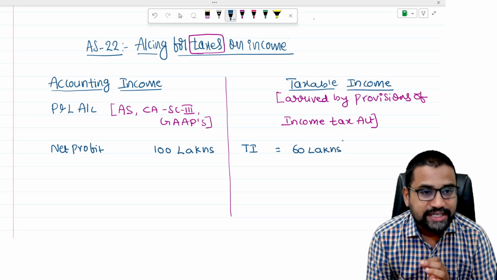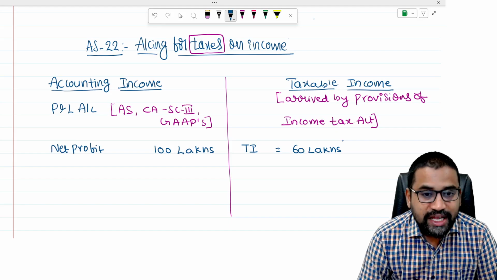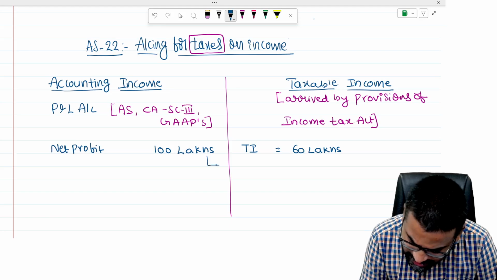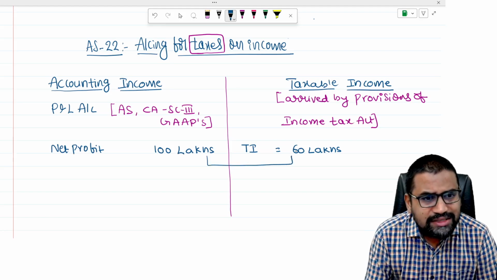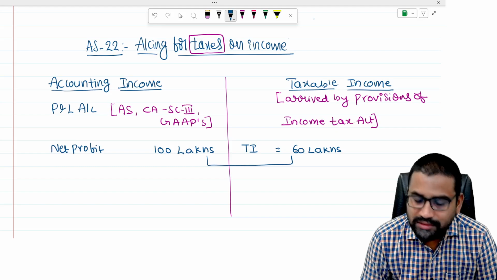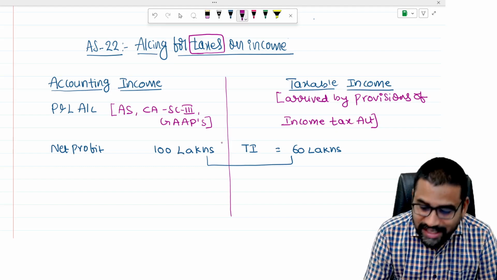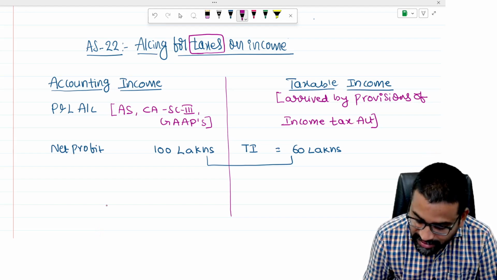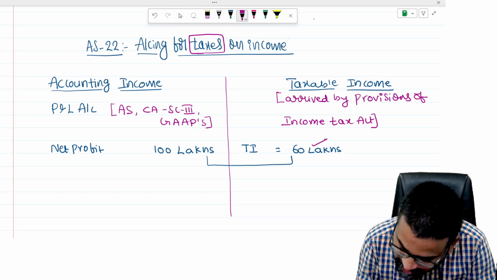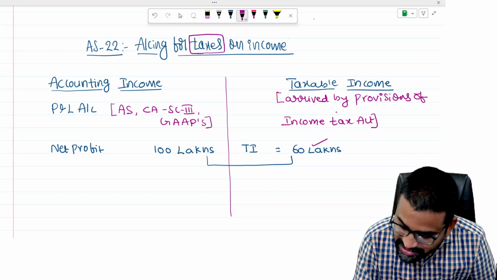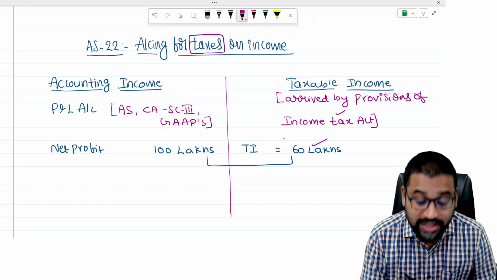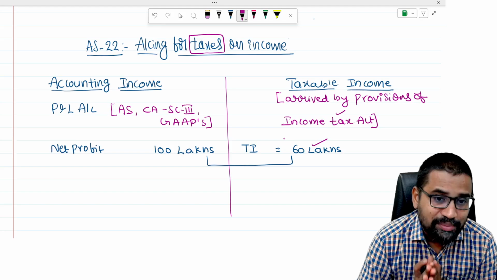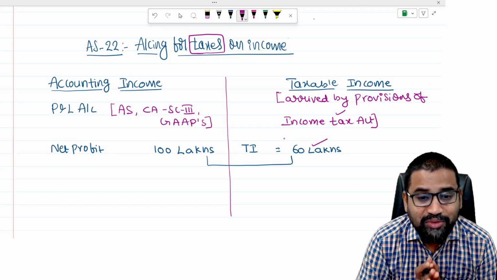Sir, my net profit is 100 lakhs, my taxable income is 60 lakhs. Sir, there is a difference. Will differences come? Yes. Why? Because you are following the Income Tax Act provisions to pay tax. To arrive at this taxable income, you are following the Income Tax Act provisions. You are not following the Companies Act provisions. Whereas for preparation of the P&L account, you are following Companies Act provisions, accounting standards, generally accepted accounting principles.